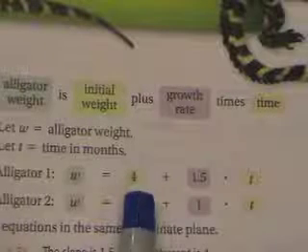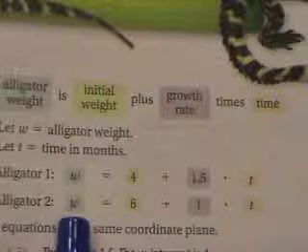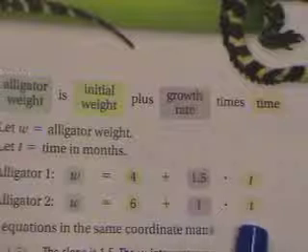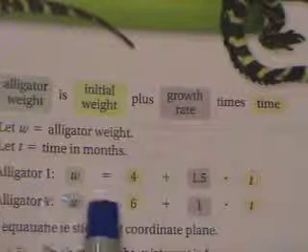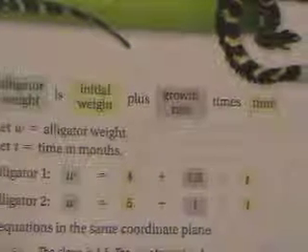The first alligator, remember, started at 4 pounds and grew 1.5 pounds a month. The second alligator started at 6 pounds and he, or she, grew 1 pound a month. So these are your equations. W equals 4 plus 1.5t. Graph them.